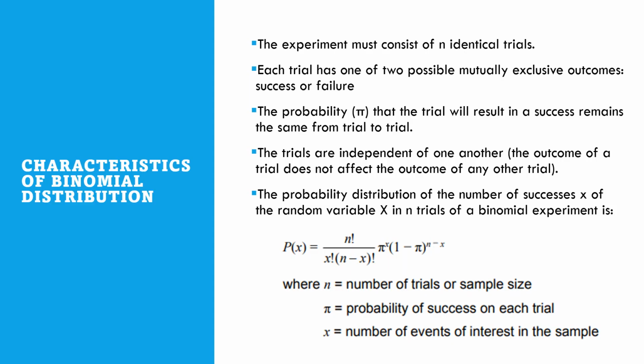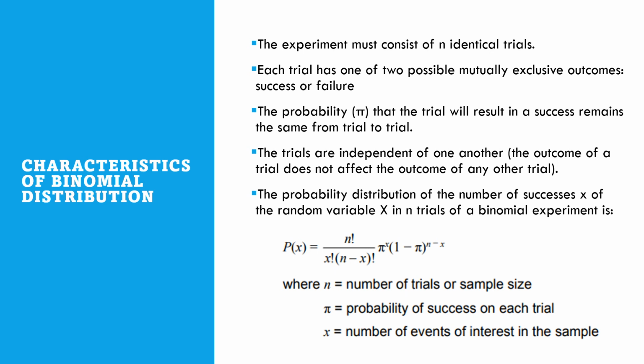Next are the characteristics of the binomial distribution. The experiment must consist of n identical trials. Each trial has one of 2 possible mutually exclusive outcomes, which can be success or failure. The probability pi that the trial will result in a success remains the same from trial to trial. The trials are independent of one another. The outcome of a trial does not affect the outcome of any other trial.